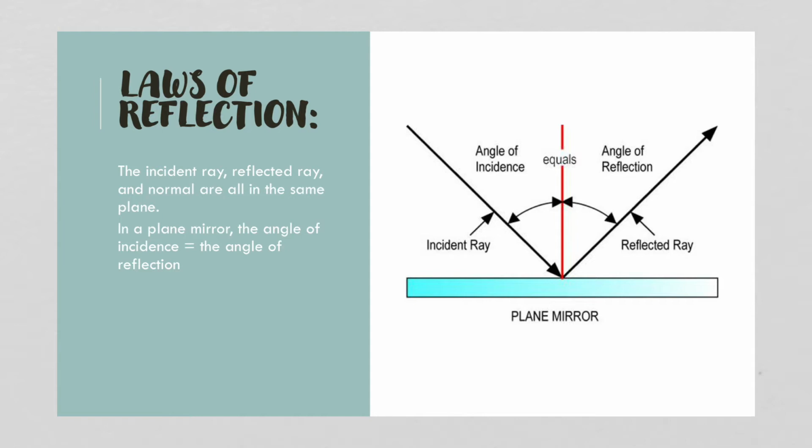The incident ray, the reflected ray, and the normal are all on the same plane. A plane mirror is just a normal flat mirror, the kind you would see if you were looking at yourself in the mirror, without a distorted image. We'll talk about the other mirrors later, concave and convex. So in a plane mirror, the angle of incidence is the same as the angle of reflection, and we compare it with this normal.